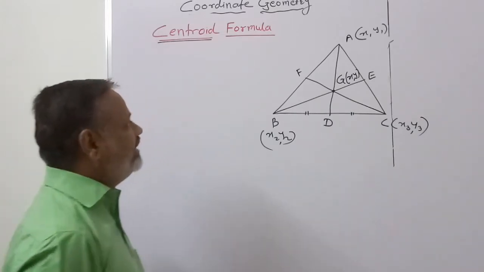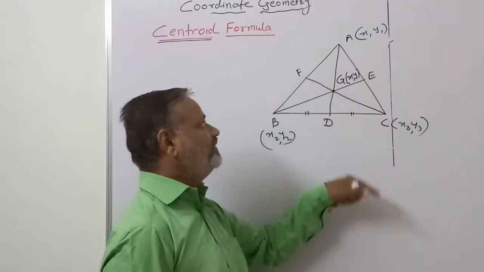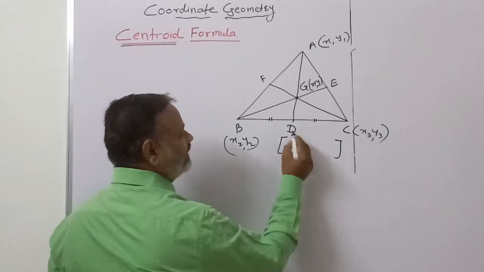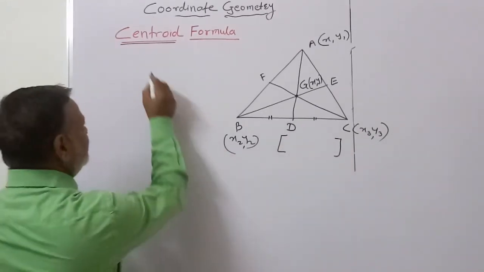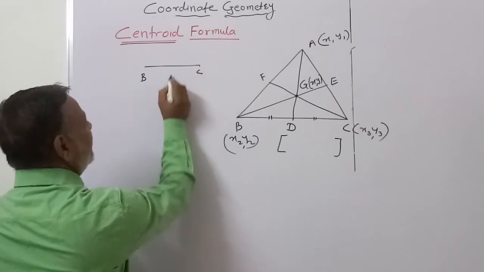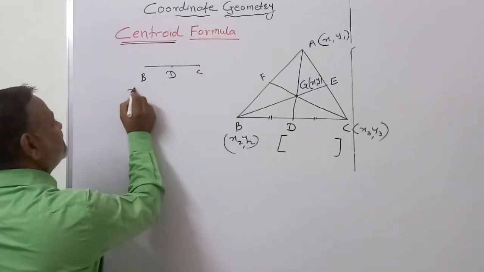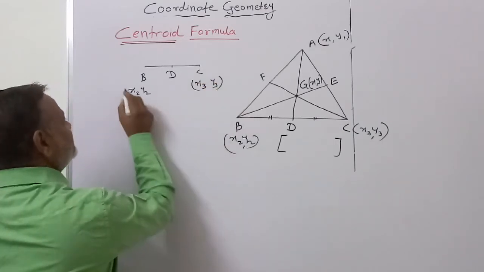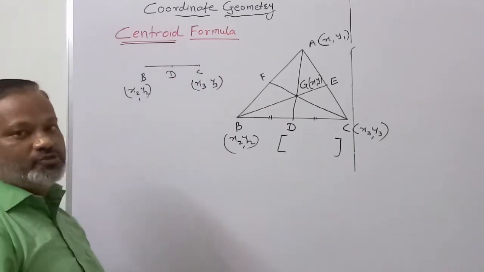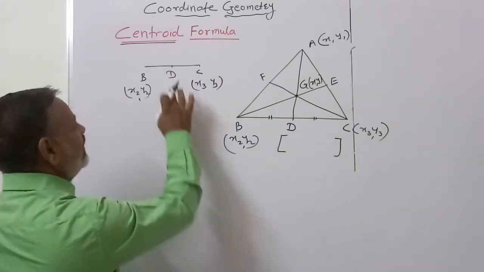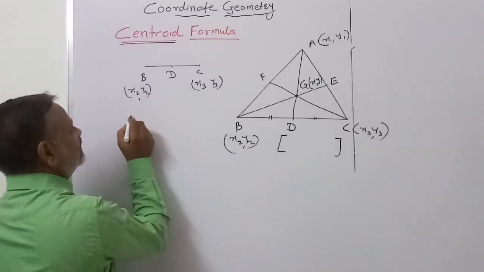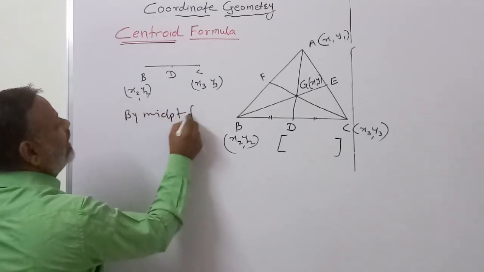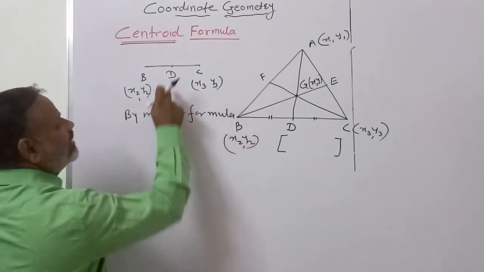Now here as we want to find the centroid, first of all we consider the coordinate of D. Now here BC is the segment, ये B है आपका और ये C है, and D is the midpoint of BC. This is your x2 y2 and this is x3 y3. So can we say that D is the midpoint of BC? So by using the midpoint formula we can find the coordinate of D.